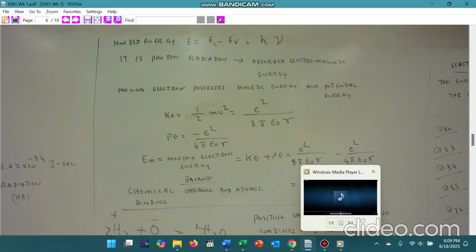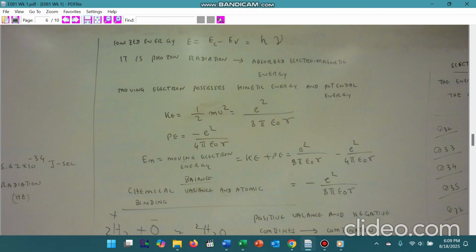So this becomes the photon, this is also called photon radiation. Photon radiation means the absorbed electromagnetic energy. So when the electric field falls onto the electron, the electrons absorb the energy and the electron will be moving, especially in the solar cell. Then we have the photon radiation.